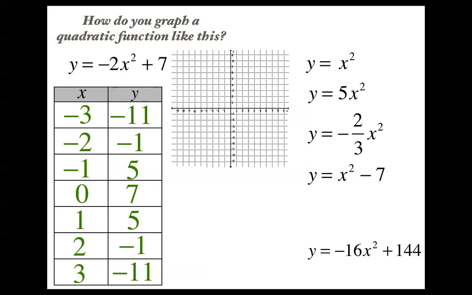Watch what happens when you plot these points on the graph. It's going to go like this. Oh, this one is a downward facing parabola. And it didn't start at 0, 0 like the other one did.